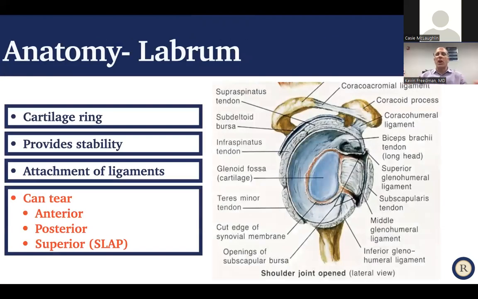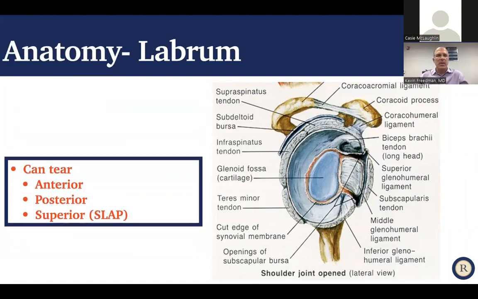Now, what about some of the other things that can go wrong in the shoulder? And then I'm going to answer everybody's questions that they may have about rotator cuff injuries. As I mentioned, there's also the labrum, which is the cartilage ring, and that's where the ligaments attach. And you can tear this either in the front, anterior, in the back, posterior, or on the top, what's called a superior labral tear or a SLAP tear.